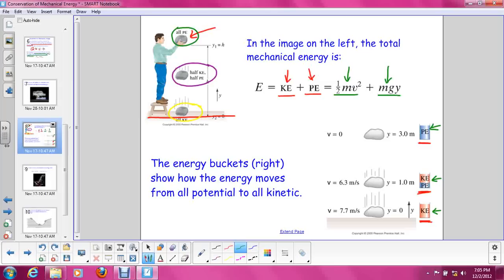So in the first situation, it is all potential energy. And it's all gravitational potential energy because this rock is lifted some distance above the ground, and we're not worried about any springs or any bendy things, nothing elastic. At the second point, halfway down, it's an even split between kinetic energy and gravitational potential energy. The total amount of energy is the same, but it's broken down a different way. And finally, at the bottom position, it's all kinetic energy.